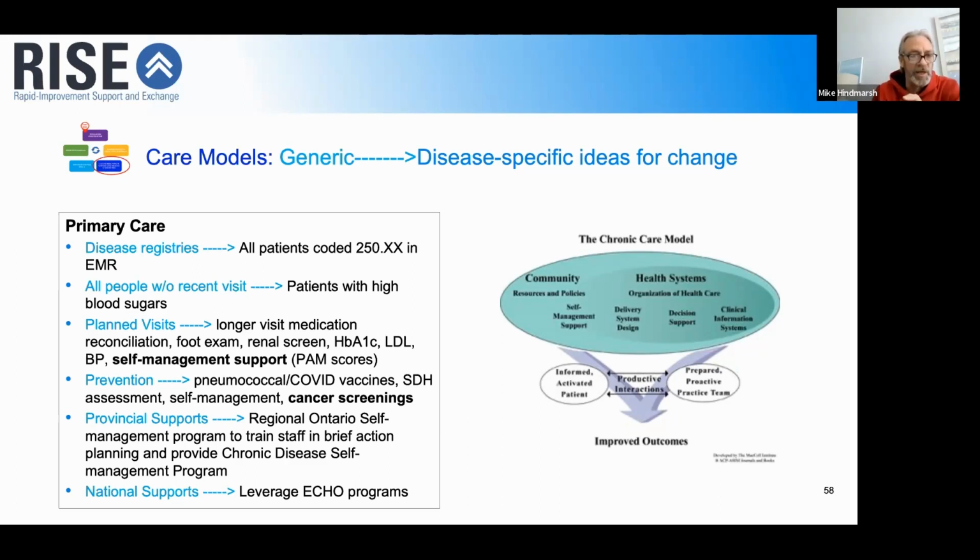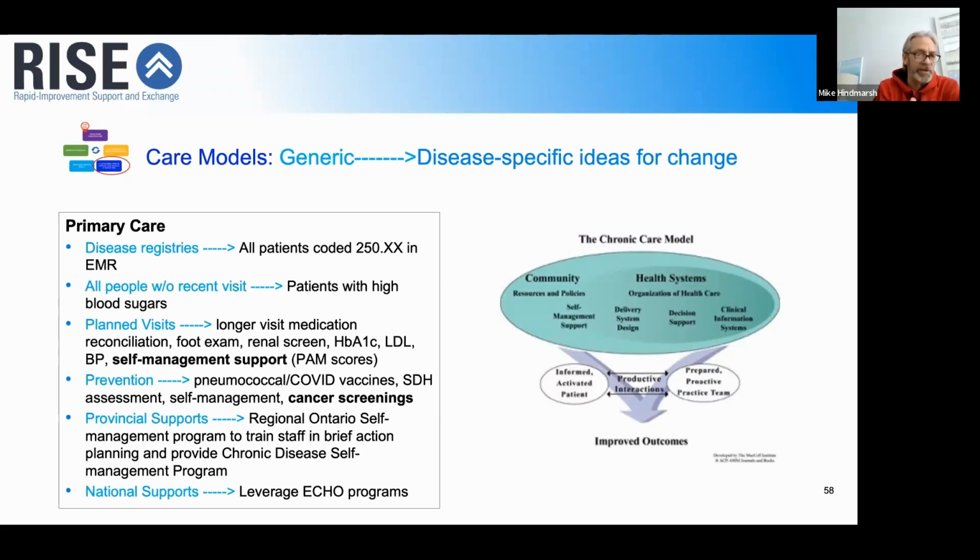They need to review medications on a regular basis. They need to, in the case of diabetes, have foot exams, renal screening, A1Cs, LDLs, and self-management support. And there's some data in the PAM scores that would help you with confidence. But those planned visits would have a similar structure across chronic conditions.